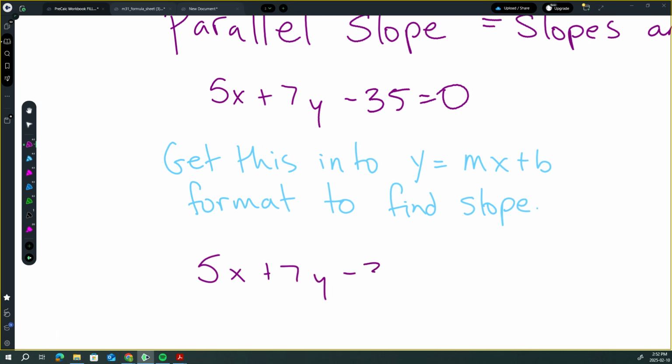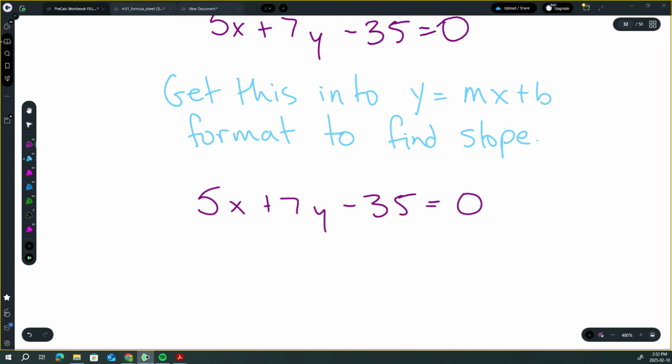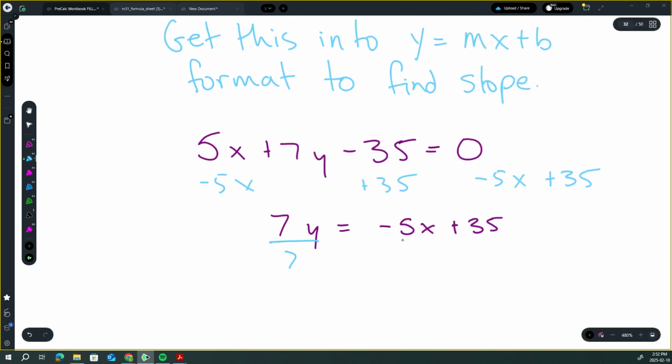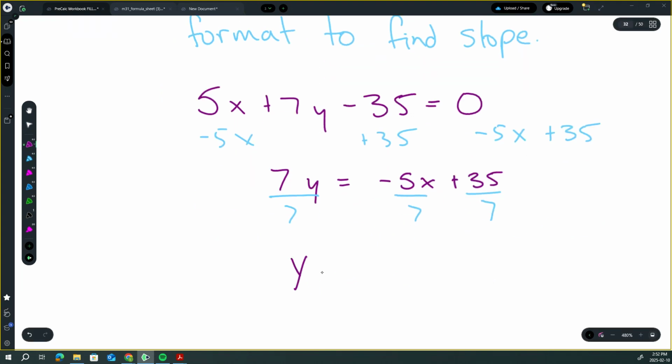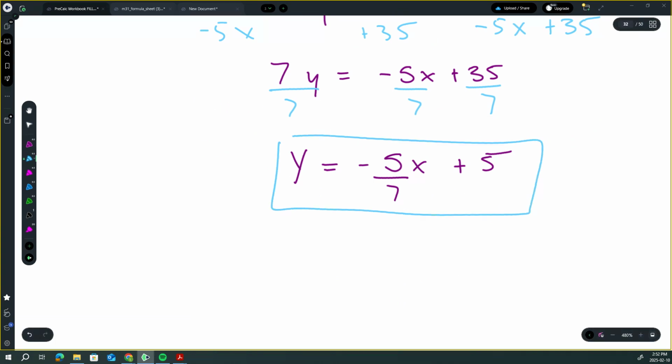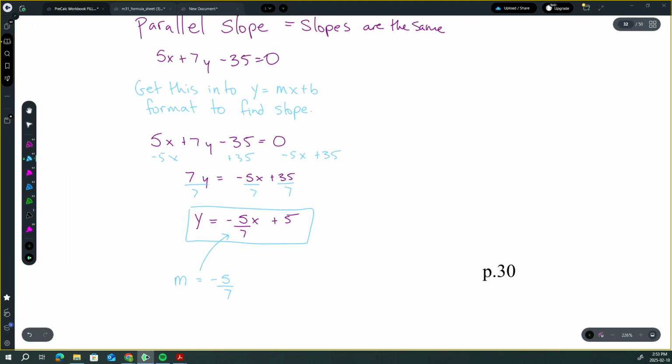So how I'm going to do that is isolate for y. So minus 5x plus 35. We have 7y is equal to negative 5x plus 35. Divide everything by 7. So we get y is equal to negative 5x divided by 7, plus 5. So this is important, but it's not a final answer. So we know that our slope is equal to negative 5 over 7. And since we were told that these lines are parallel, slope of one line is going to be the same as the slope of our other line.